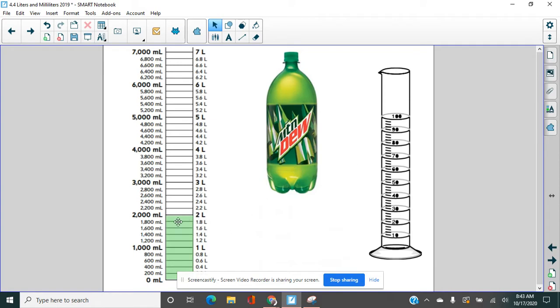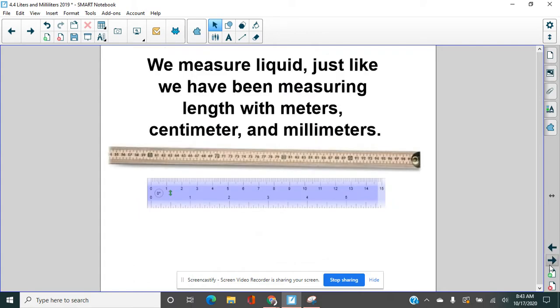And so when we look at our scale, we've seen these before, but we've not seen one that goes vertically like this, but this one does. So we can look at this and see that it is 2 liters. We can look at the scale. This bottle would be 2 liters, and that would be 2,000 milliliters. Okay, and that's what we're working on today.